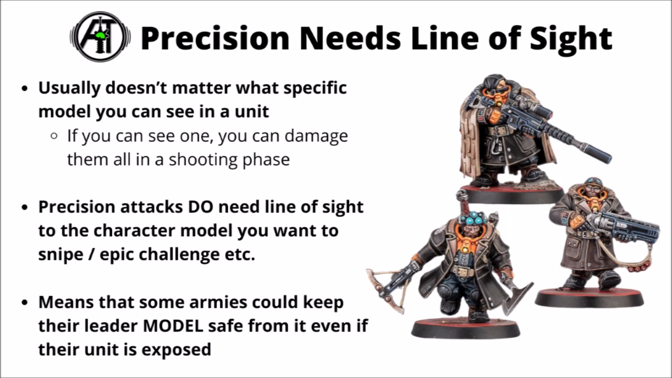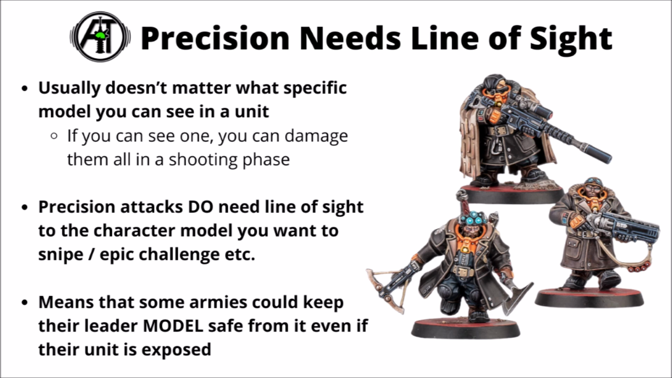One that I've seen catch people out before is precision needing line of sight. I feel like this one just runs a little bit counter to a lot of the ways that 40k weapons deal damage. Generally, if you can see one model out of an infantry unit, then when you fire a bunch of firepower into that unit, all of them are viable targets for being shot down and killed.